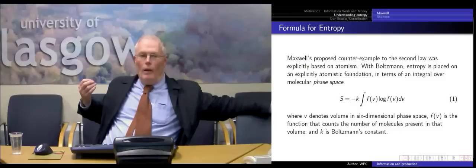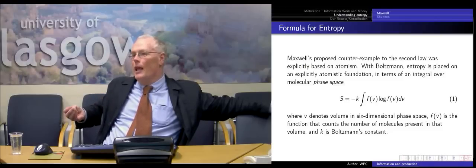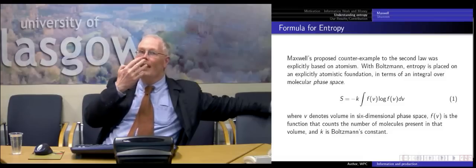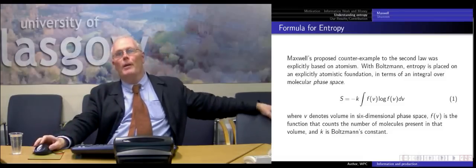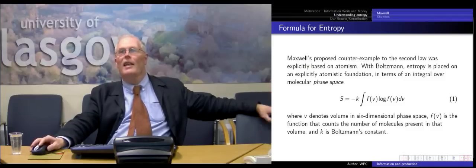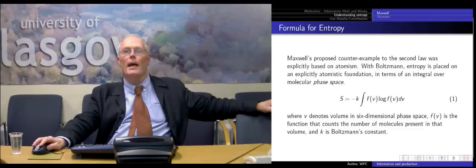Now, what's interesting about Maxwell's argument is it's explicitly materialistic. It's based on the idea that there are atoms. And Maxwell's work is carried on by Boltzmann, who was able to express entropy and the laws of thermodynamics in terms of the probability distribution of atoms. And he came up with his formula for entropy here, which is saying the entropy of a system is Boltzmann's constant times a partition function, which is a function saying how likely molecules are to be in a particular volume of space, times the log of the partition function. And that's his formula for entropy. And he's able to show on probabilistic grounds that the laws of thermodynamics will follow from that.